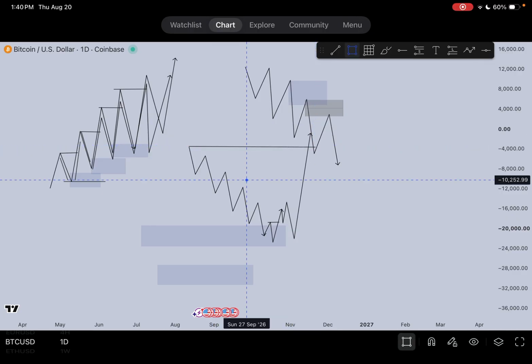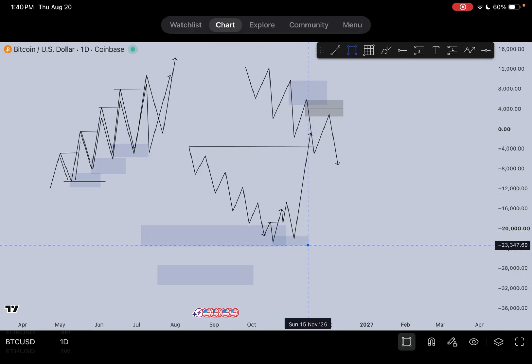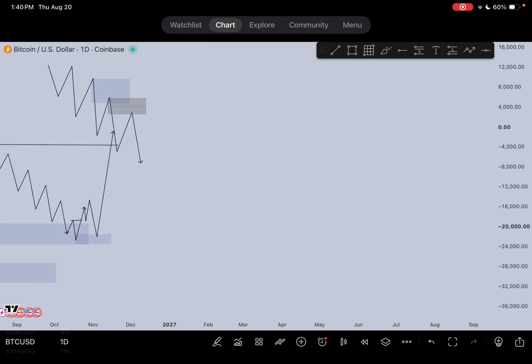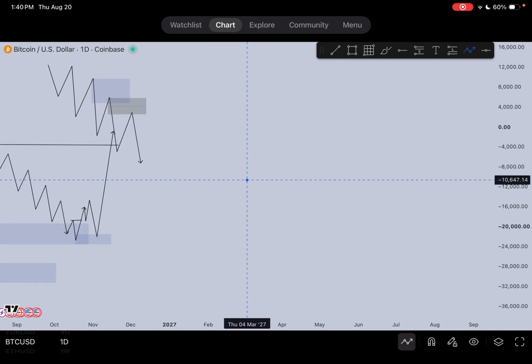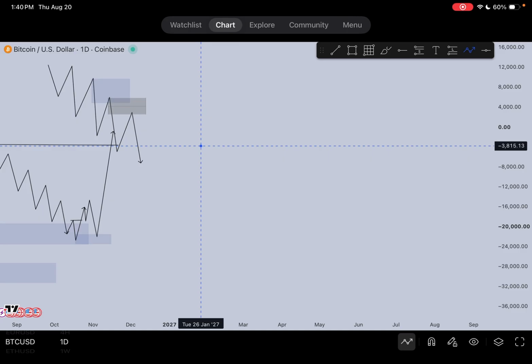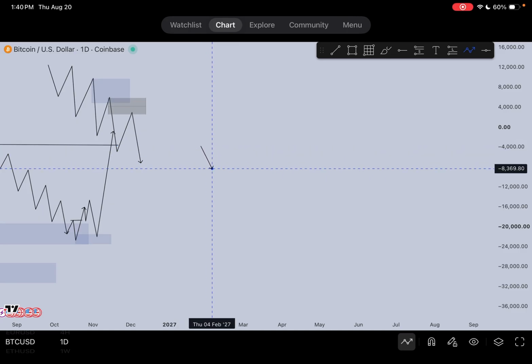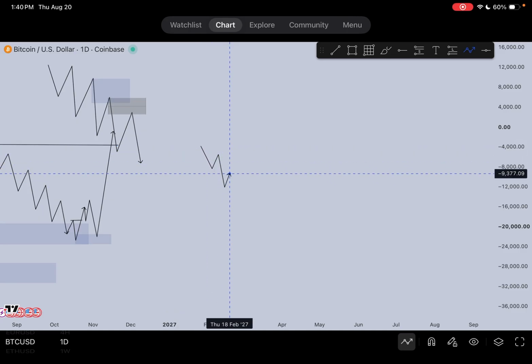I'll explain again. Let me use this zone. Let's say, for example, we are on an uptrend, then we want to sell to buy. Let's say we start having a downtrend like this.